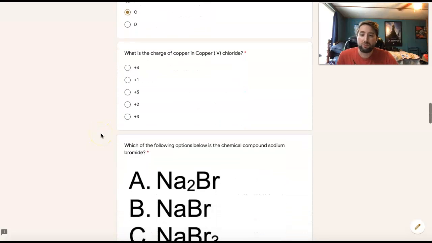All right, next one, it says, what is the charge of copper in copper IV chloride? All right, so to know this one, you have to know your Roman numerals, which the guy went over in the Edpuzzle video. So IV is actually going to be 4. Great job. So copper 4 chloride, and it says, what is the charge of copper in copper 4 chloride? Remember, the Roman numeral tells you the charge, so it's going to be +4. And remember, metals are always positive, so it's going to be +4.